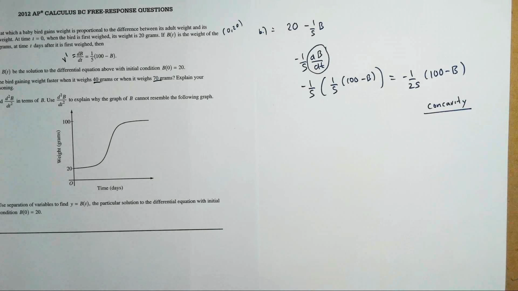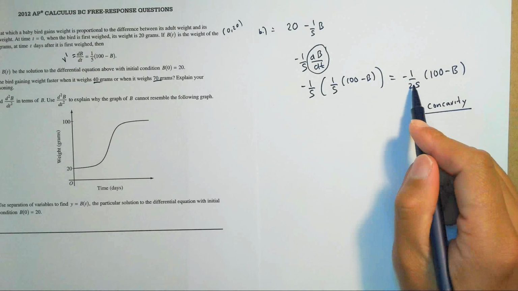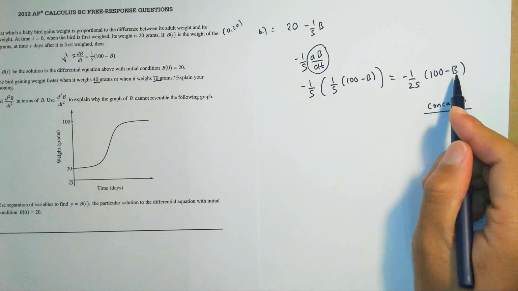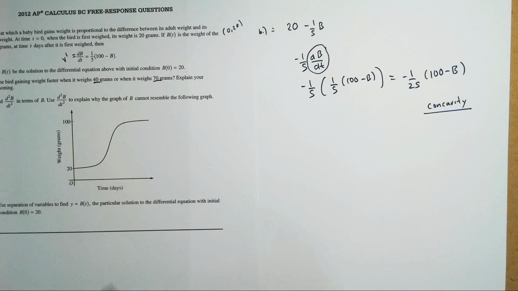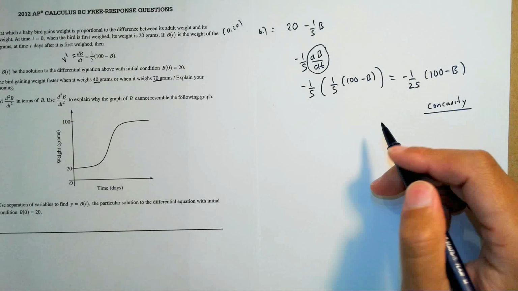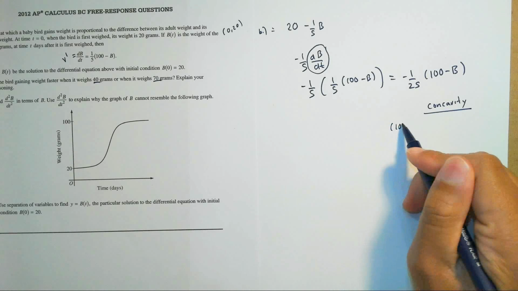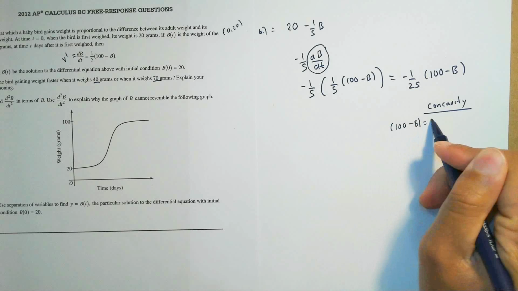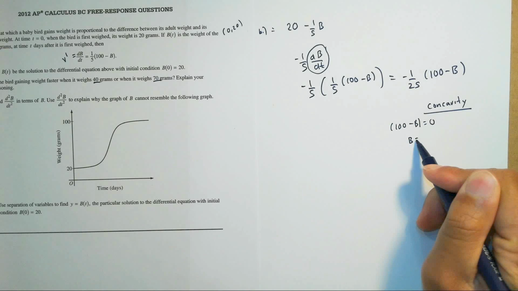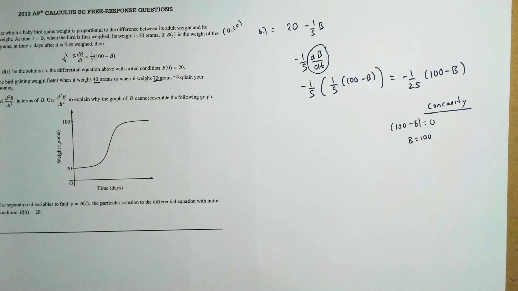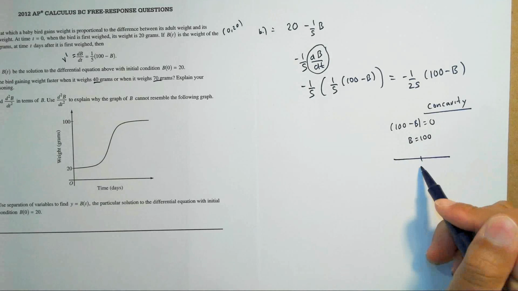Well, look at this. Negative 1 over 25 times (100 minus b). Let's say we set that equal to 0 to find the critical numbers. I don't really have to focus on this number because it's just a constant. I'm going to focus on 100 minus b equal to 0. I'm going to solve it and get b is equal to 100. So concavity is going to change when it's left of 100, maybe right of 100. Who knows? But 100 is our critical number.